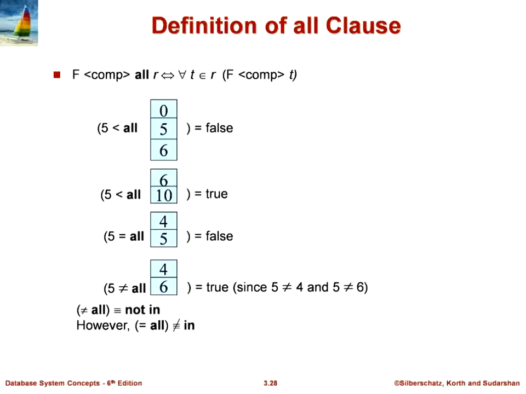If you are doing comparison of all with the relation, 5 is less than all is false. This one is true, because 5 is less than all, 6 and 10 both. 5 is equal to all is false, because 5 is equal to 5 but not to the other. 5 is not equal to all is true, because 5 is not equal to 4 and 5 is not equal to 6.